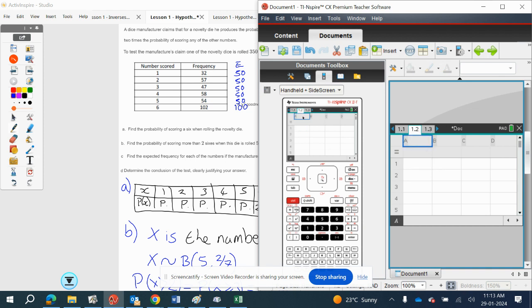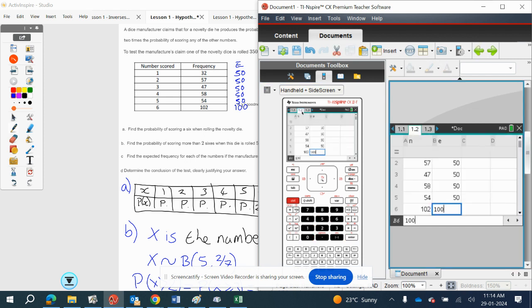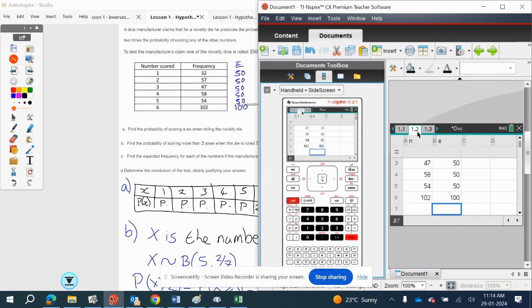Then we go into calculate a list. We need n as our observed numbers and our expectation. So here we got 32, 57, 47, 58, 54, 102. We expected to get 50, 50, 50, 50, 50, and 100. I made that common mistake, look, where you don't press enter on the last one. Got to make sure you press enter on the last one.